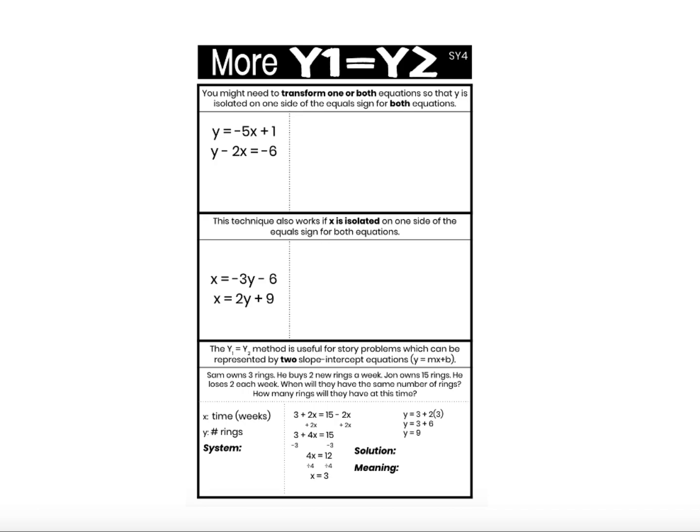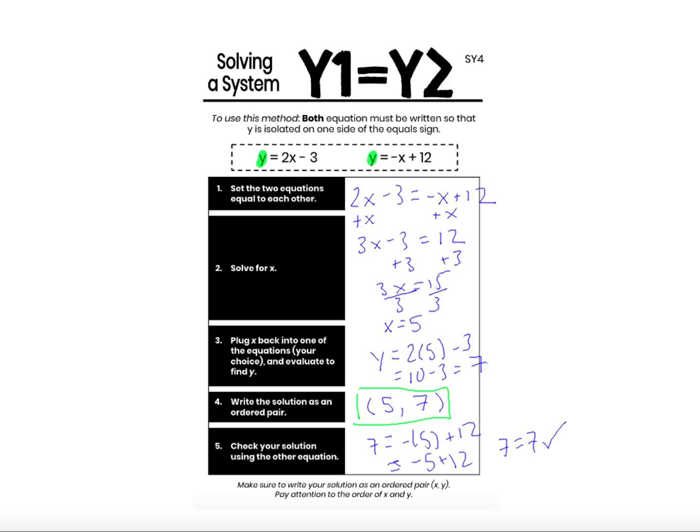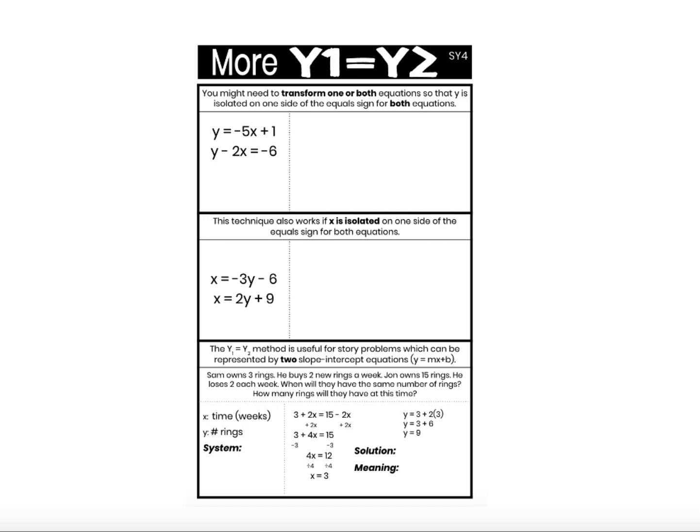In this toolkit, we look at some more information and some more examples of systems that we would solve using the y1 equals y2 method. Looking back at that toolkit, y1 equals y2, the big idea here was that we have two equations equal to y, and since at the solution to the system, those two y's are equal, we can set both equations equal to each other. Sometimes this is not directly possible because we don't have y isolated by itself on one side of the equal sign. So we may need to do some transformation to make that happen.